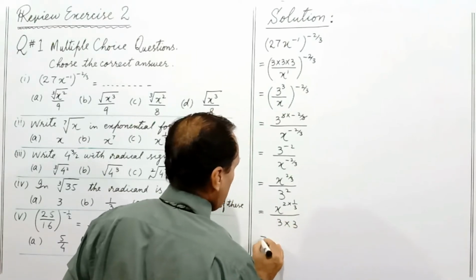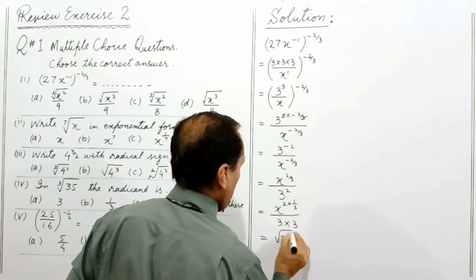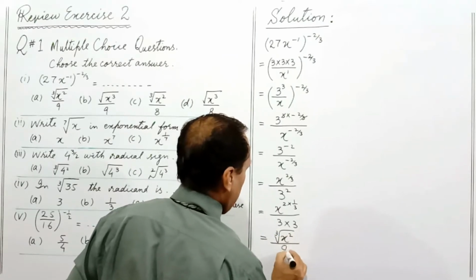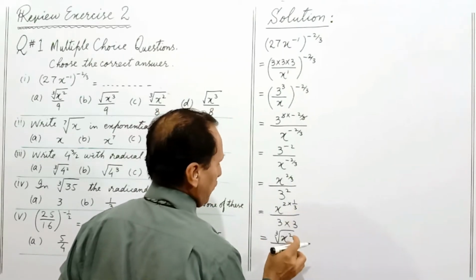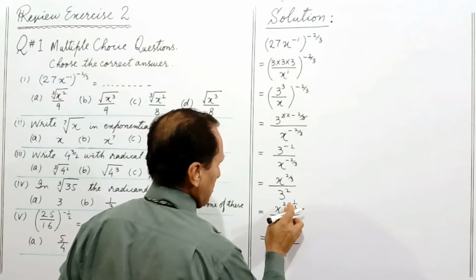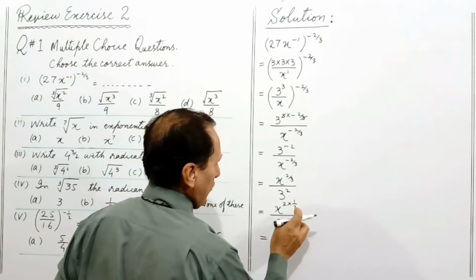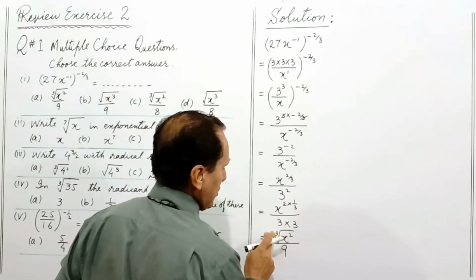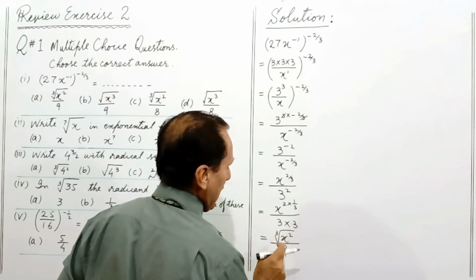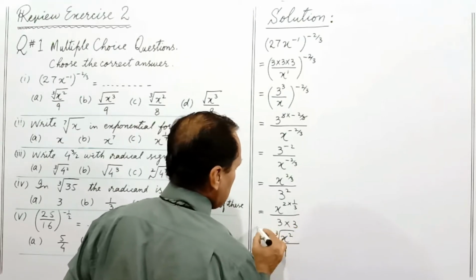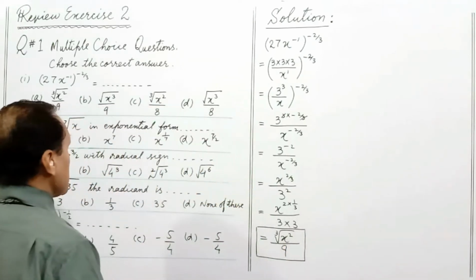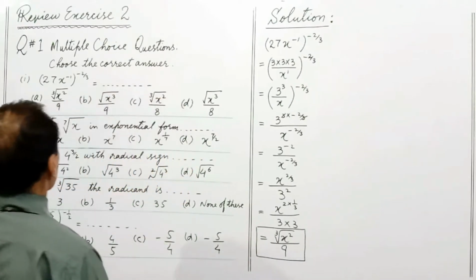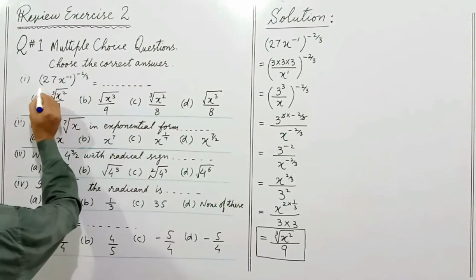And what do we get over here? Third root of x square divided by 9. Why? Because we know that 1 over 3 helps us find the index of the root. So x square becomes the radicand and 1 over 3 gives us the index 3. So it is the third root of x square, and 3 times 3 is 9. So hence the right option of the first MCQ is third root of x square over 9, and that is option A.